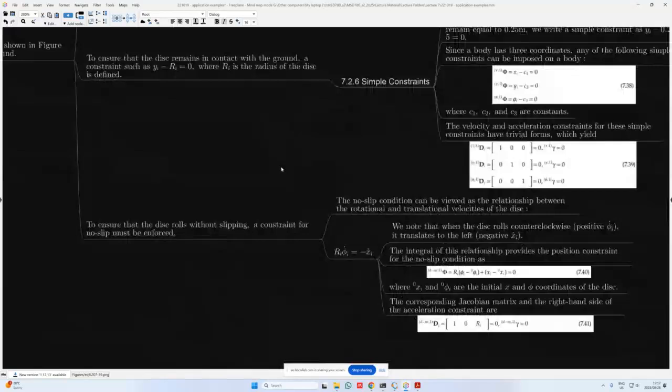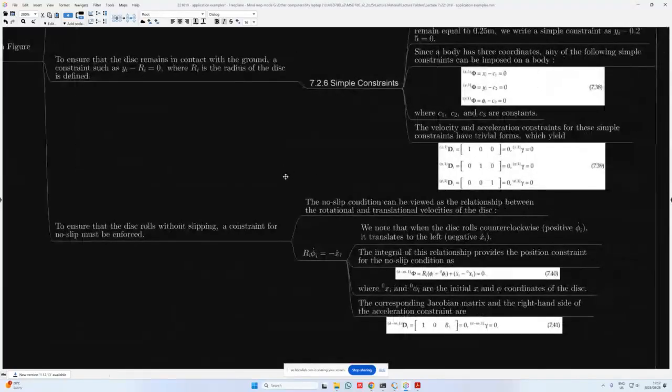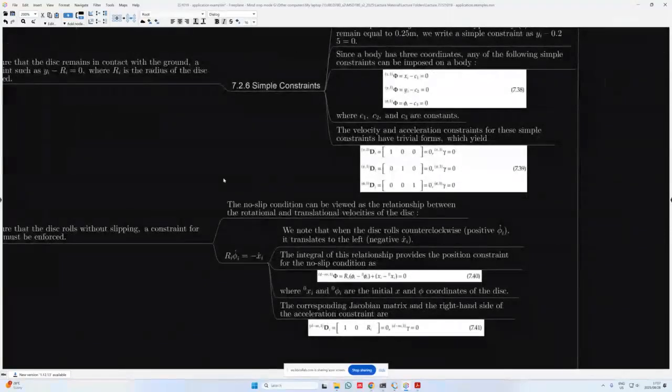Now, to ensure that the disk rolls without slipping, a constraint for the no-slip condition must also be enforced. And the no-slip condition can be viewed as the relationship between the rotational and translational velocities of the disk. Now this is shown over here as minus x dot I is equal to ri times phi dot I. In very simple terms, this is simply saying that v is equal to r times omega. So the radius of the disk multiplied by the angular velocity of the wheel.